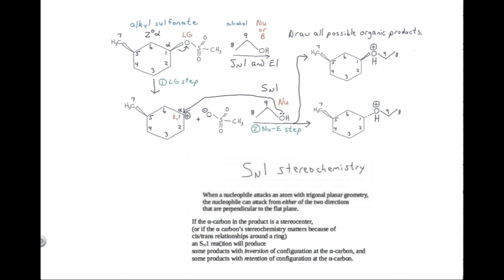Now you can see why we said here that an SN1 reaction produces inversion at the alpha carbon and retention at the alpha carbon. It's the alpha carbon whose stereochemistry is going to change in the SN1 reaction. If there happen to be other stereocenters in the molecule apart from the alpha carbon, there's no reason for their stereochemistry to change.